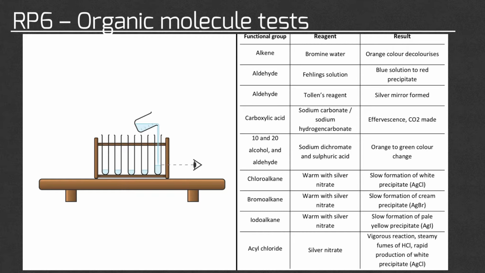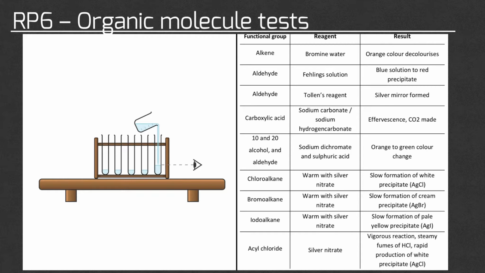There are two possible tests for aldehydes. You can use Fehling's solution, which when heated will form a blue solution to a red precipitate. You can also use Tollens' reagent, which when heated will form a silver mirror. Ketones would show a negative test, as these reagents work by oxidizing the aldehyde. Ketones can't be oxidized, so Tollens' and Fehling's will show a negative result for ketones, but a positive result for aldehydes. To test for carboxylic acid, you'd add sodium carbonate or sodium hydrogen carbonate, and you observe effervescence, which is bubbles being formed, and that is the CO2 gas.